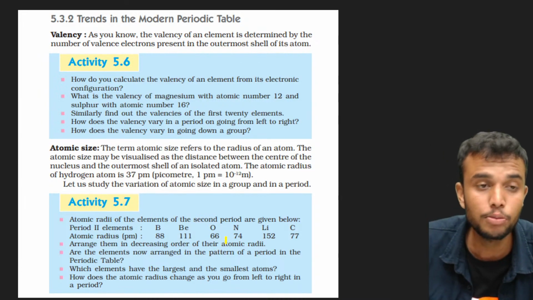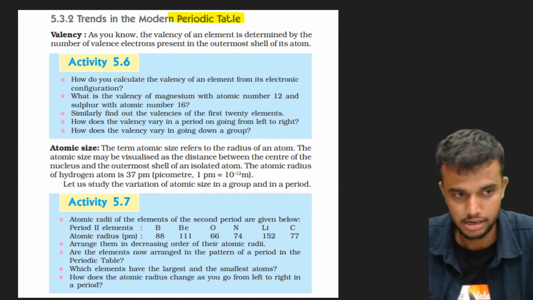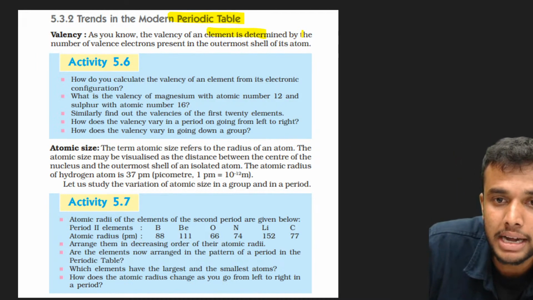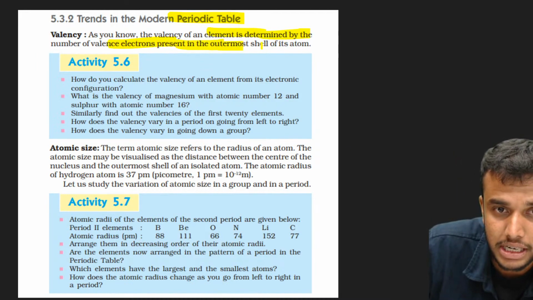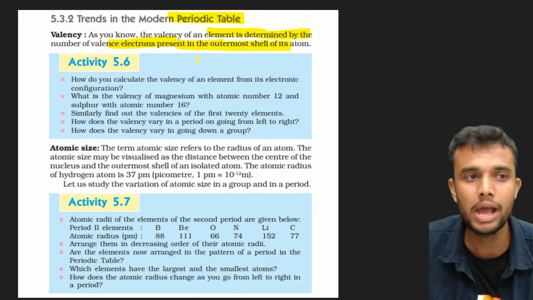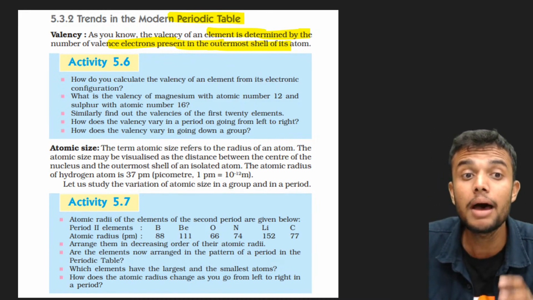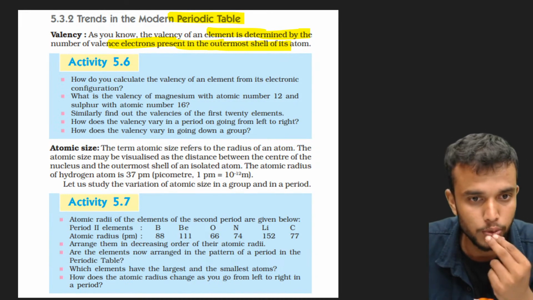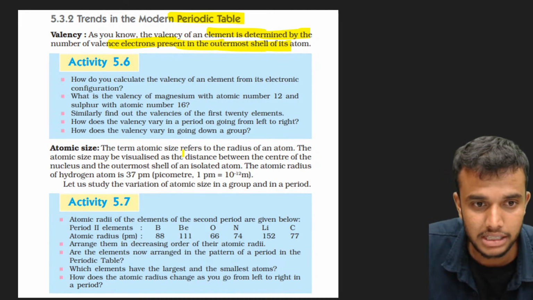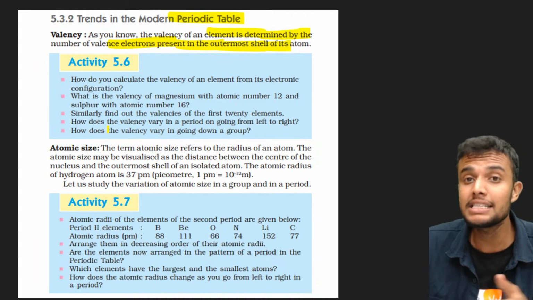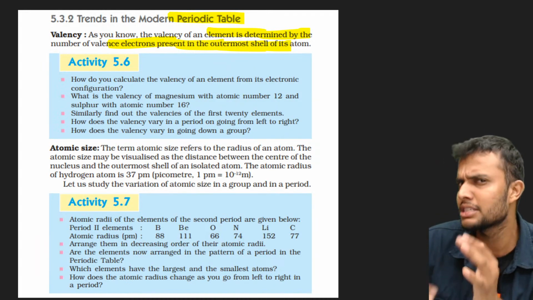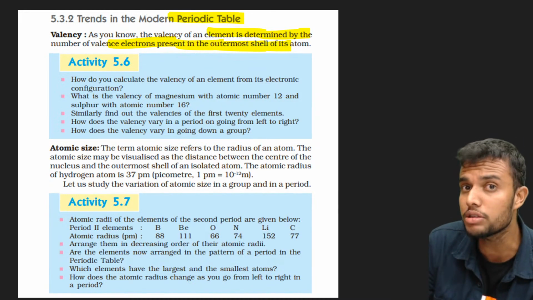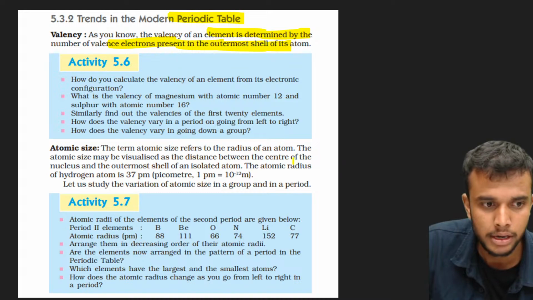Right, students? Next, more on the trends in the modern periodic table, depending upon valency and size and how they vary. As you know, the valency of an element is determined by the number of valence electrons present in the outermost shell of an atom, by counting the number of electrons in the outermost valence shell. How do you calculate the valency? Very easy, students. If the number of valence electrons is greater than 4, then we need to subtract that number from 8. Very simple.